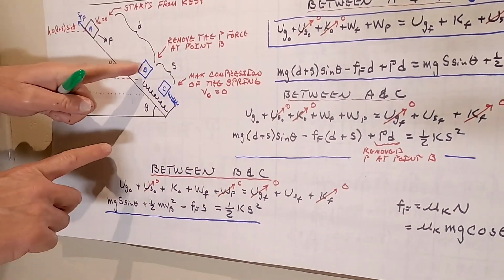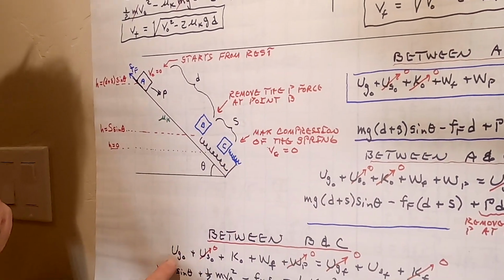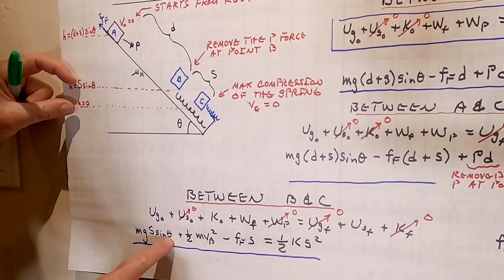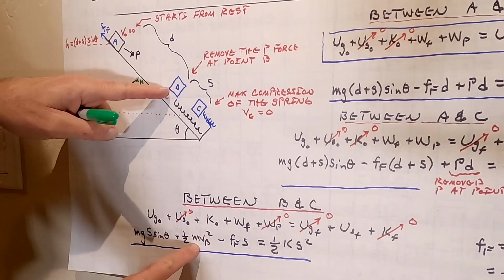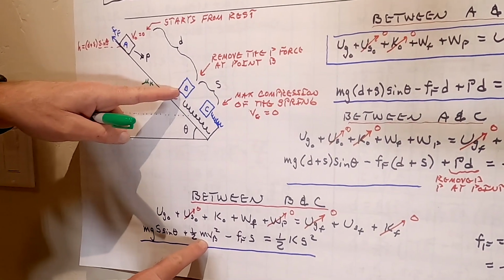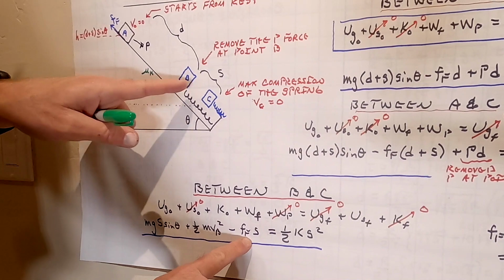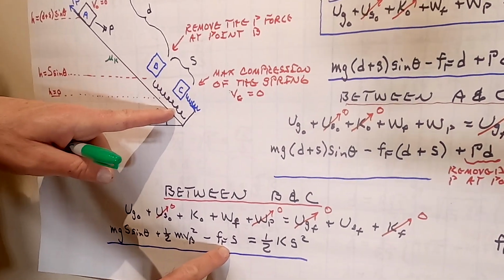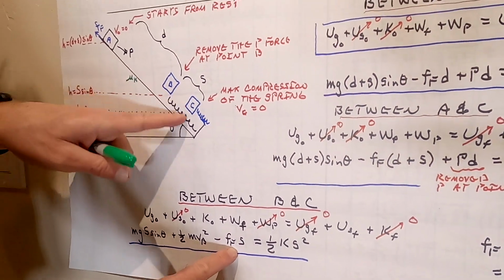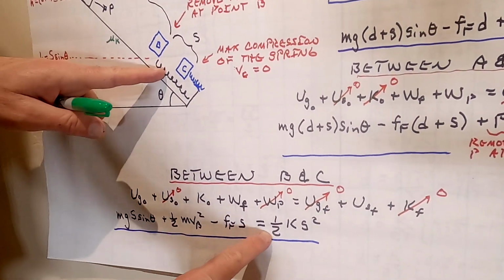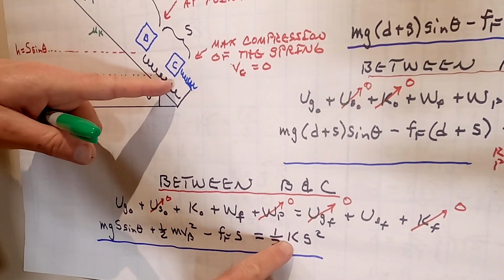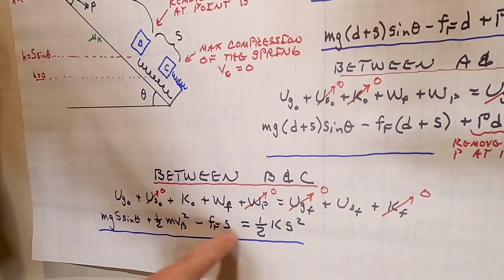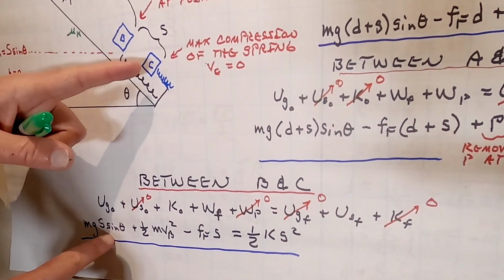Now we could have gone just from B to C. We could pick any two points. At this point, we just have mgh, and we have a velocity there, 1/2 m v b squared. Now, when we go from here to here, we're only sliding a distance s, so it's minus friction times s. We didn't have a P force from here to here, so we don't have to worry about that term. And by the time you get there, it's all spring energy. So there is the energy equation between B and C.